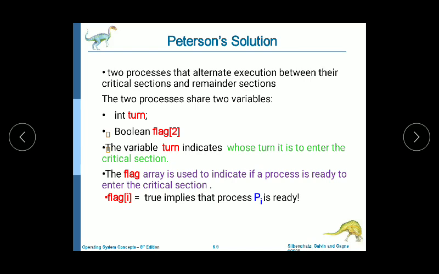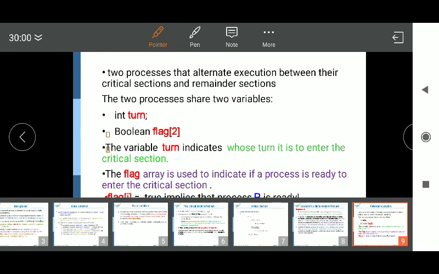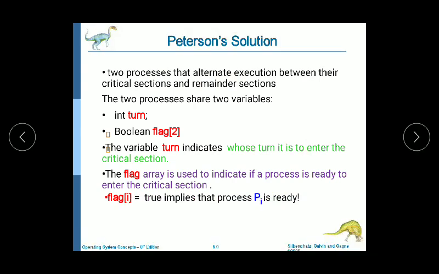However, we present the solution because it provides a good algorithmic description of solving the critical section problem and illustrates some of the complexities involved in designing software that addresses the requirements of mutual exclusion, progress and bounded waiting. So Peterson's solution is restricted to two processes that alternate execution between their critical sections and remainder sections. Just two processes, P0 and P1, or Pi and Pj we will consider.